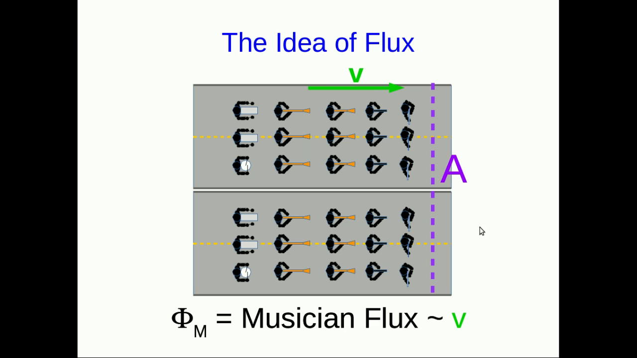Similarly, we could double the width of the road and double the width of the archway. So now we've doubled the area of the surface that they're marching through. And that ought to also double the number of musicians marching through the surface per unit time. And so the musician flux must be proportional to both the speed that the musicians march at and the area of the surface that they're marching through.